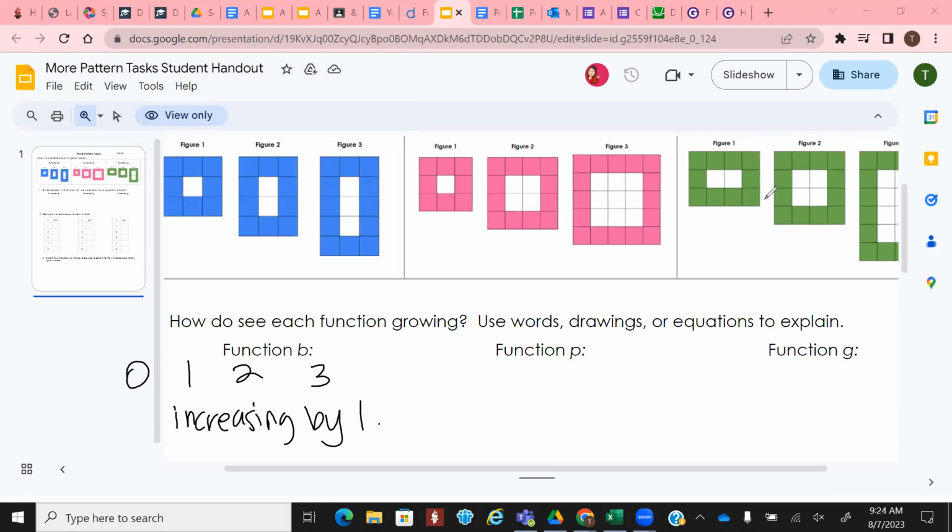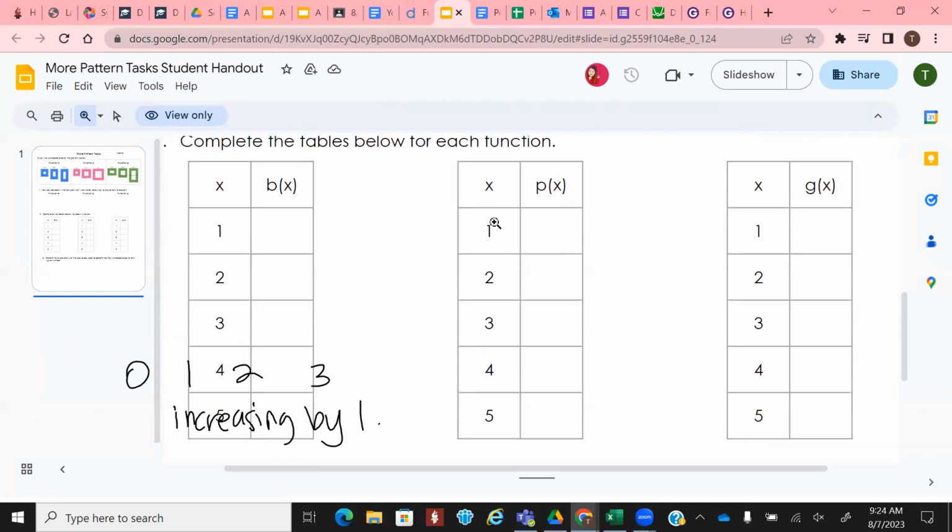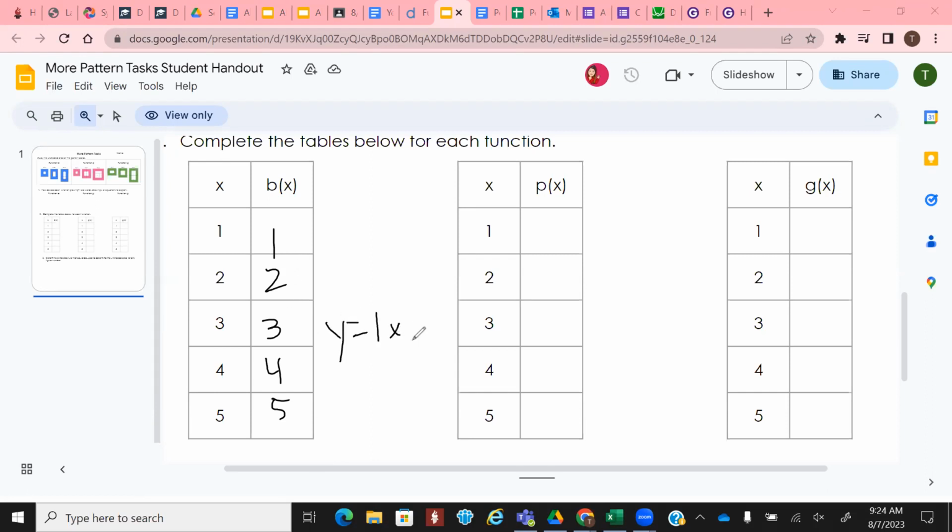Okay, when you fill in that table down at the bottom or over here, you should have had 1, 2, 3, 4, and then 5. That's a mess. Let me clean that up. And then if you're writing the equation, so question number three, you would say y equals 1x, and we would say plus zero, or you could just leave that off.